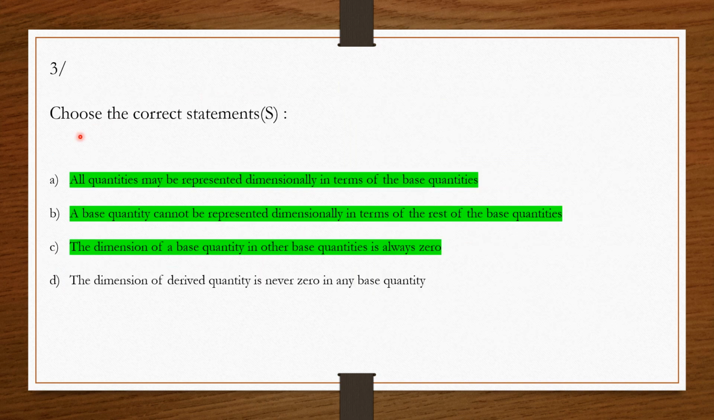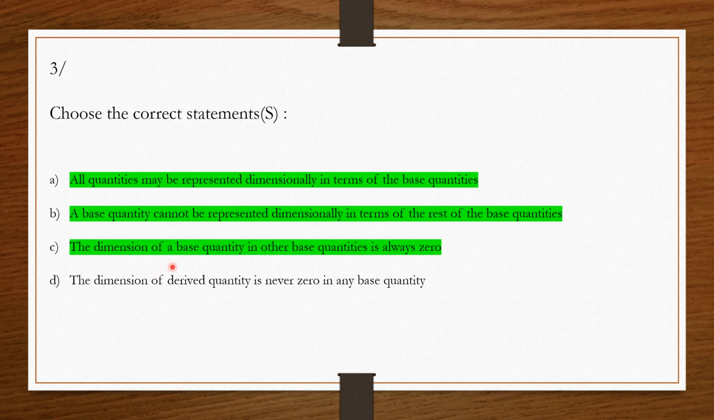Then choose the correct statements, and here option A says a quantity may be represented dimensionally in terms of the base quantities. Yes, this is the true one. Option B: a base quantity cannot be represented dimensionally in terms of the rest of the base quantities. Because if we take the power 0, then we can't represent it. So option B is also true.